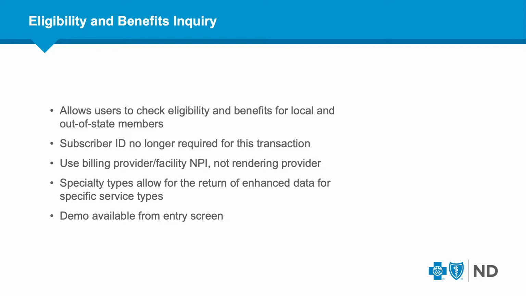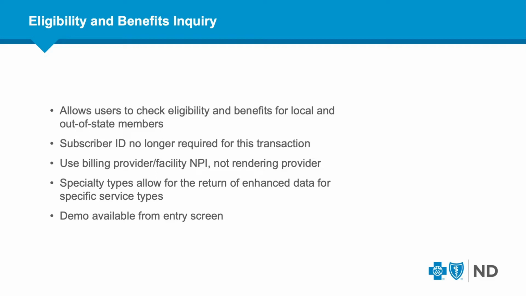The first tip we have for you on this transaction is to let you know that the subscriber ID is no longer required if it's a local member. So if you have a North Dakota member in front of you who doesn't have their card and you want to look them up, you can do that by using the member's first name, last name, and date of birth. We got a lot of requests for that, so we were happy to be able to implement that. Again, it does have to be an in-state member in order to use that.